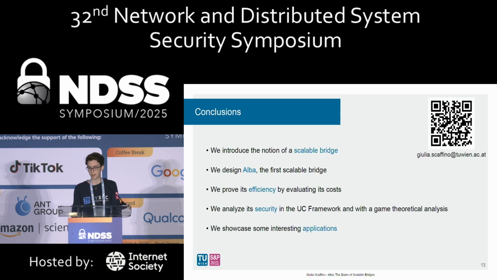I'm towards the conclusion of my talk, so just to recap, we have introduced the notion of a scalable bridge. We have formally defined it. We have designed Alba, the first scalable bridge. We've proven its efficiency by evaluating its costs in Ethereum. We have analyzed security in the universal composability framework and also with a game theoretical analysis. And we also showcase interesting applications.